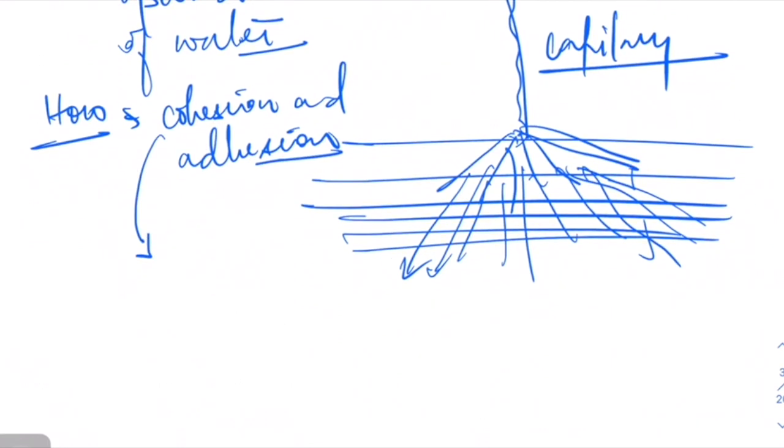Cohesion is when the same types of molecules get attracted towards each other, and they stick. So this is cohesion. Adhesion is when two different molecules get attracted to each other and stick together. Like adhesive forces, or adhesives.